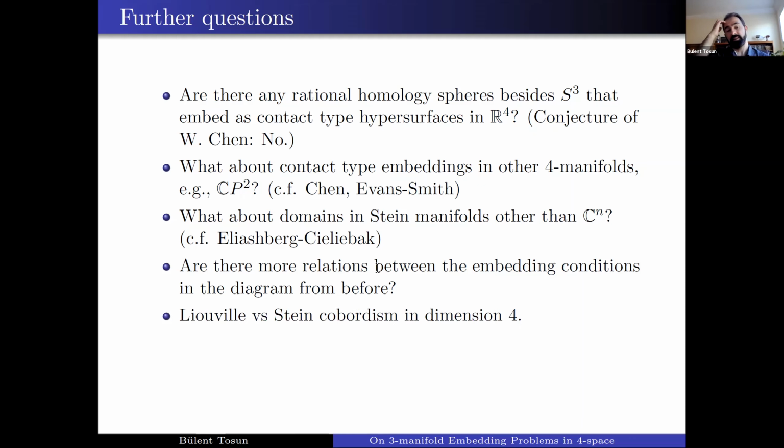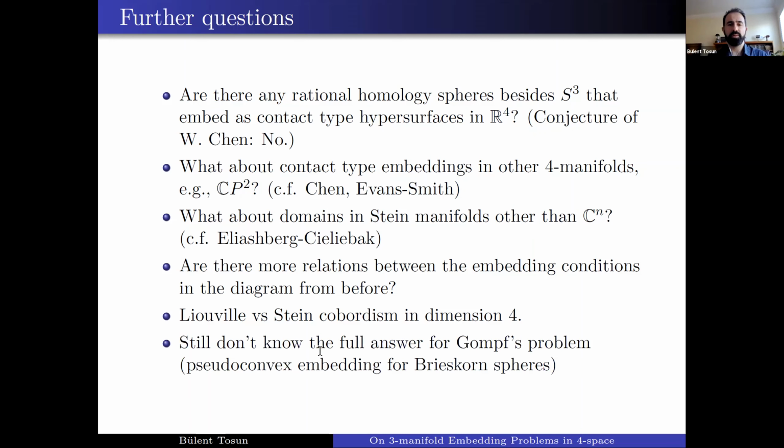Finally, as I said, what we try to do here is make it clear that this kind of Liouville versus Stein cobordism distinction in dimension 4 is really important for this question. Essentially, if you put together our results in the rational convexity case and the polynomial convexity case, it says that the distinction between polynomial convexity and rational convexity is equivalent to the distinction between Liouville versus Stein cobordism.